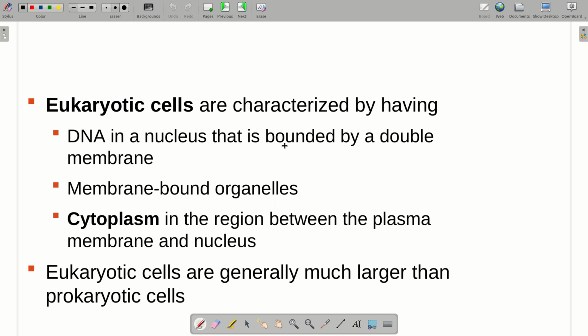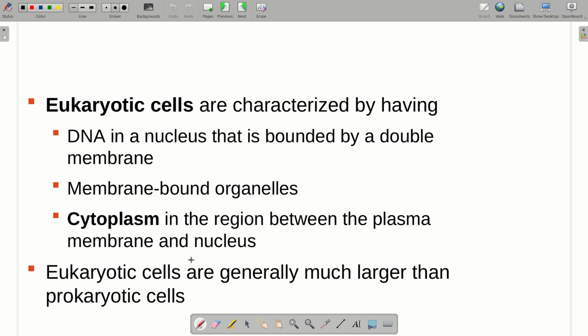Now, the DNA in a eukaryote will be in the nucleus, and it will be surrounded by, which is made of membrane. It's a double membrane. So it's extra protective of the DNA, and the DNA needs to be protected. I will give you some more videos on that.